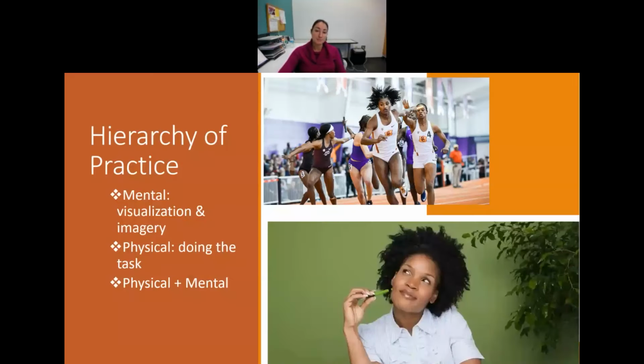Hierarchy of practice. So first, you have mental, where you visualize and you imagine. You think, I want to do this activity. Here's how I'm going to do it. So for golf, okay, I'm going to hold my hands this way. I'm going to hold the club this way. I'm going to swing this way. I'm going to keep this still and move this. And you're talking yourself through how you're going to do it. And then physical is actually doing it. So when you're practicing, you need both. You need to imagine yourself doing it, talk yourself through all the steps, and then actually do it.